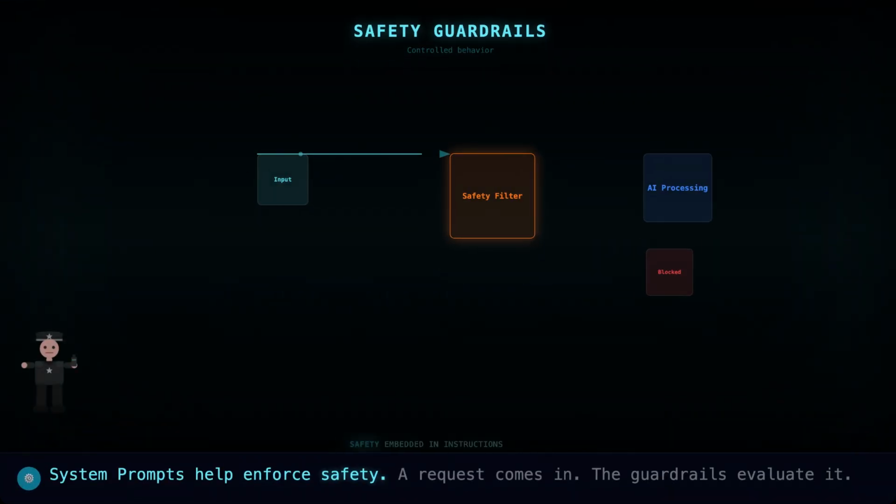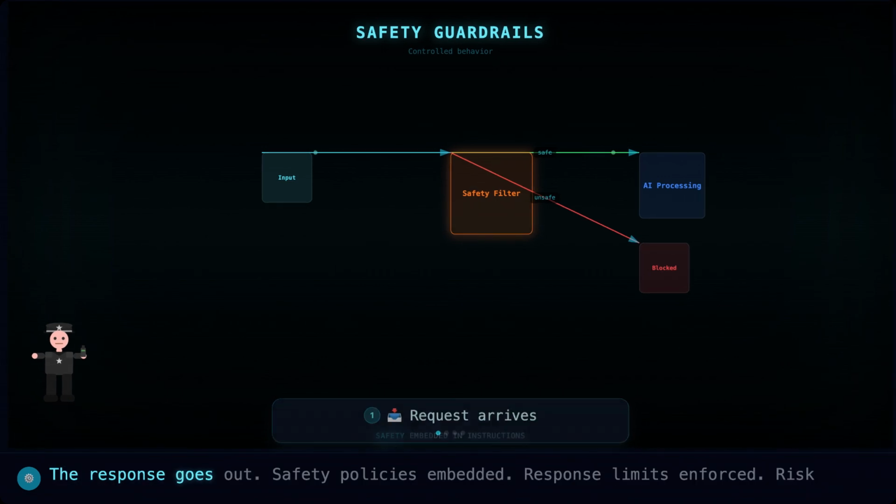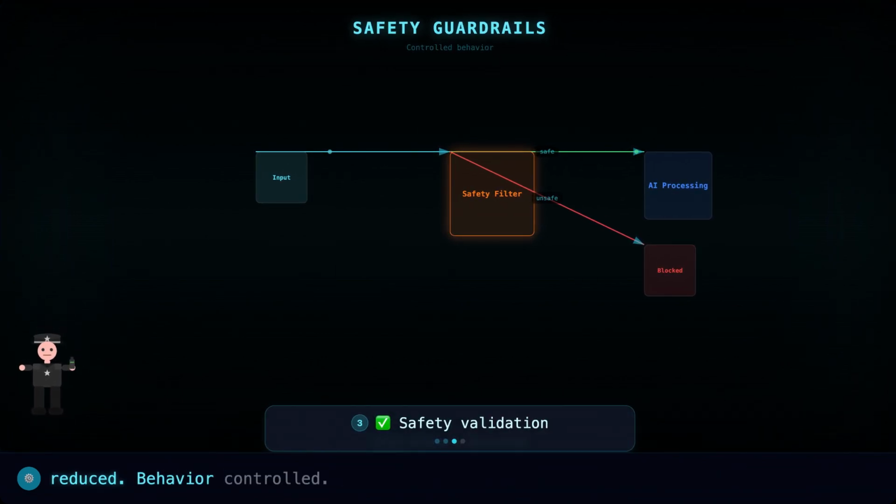System prompts help enforce safety. A request comes in. The guardrails evaluate it. The response goes out. Safety policies embedded. Response limits enforced. Risk reduced. Behavior controlled.